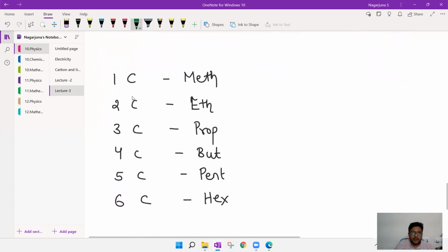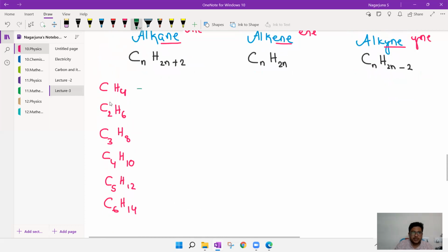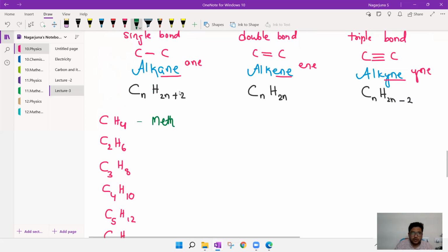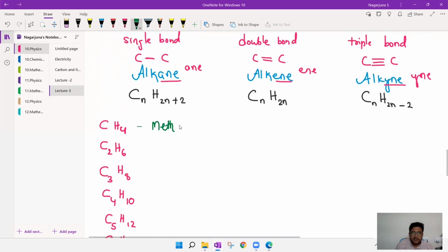Here we have discussed, if we have only one carbon, we have to call it as meth. So this is meth. And this is alkane. What is the root word for the alkane? It is ane. Just write ane, it becomes methane. Simple. Now this one, you see, there are two carbons. When you have two carbons, you have to call it as eth. And this is the formula we are using, CnH2n plus 2. CnH2n plus 2 means it is alkane. Root word for the alkane is ane. It becomes ethane.